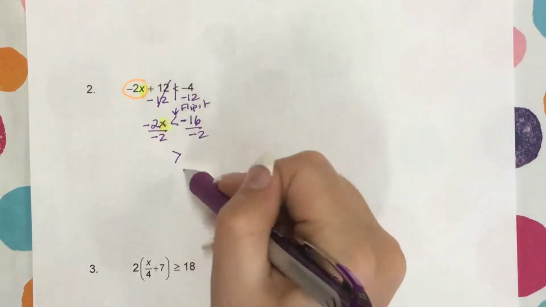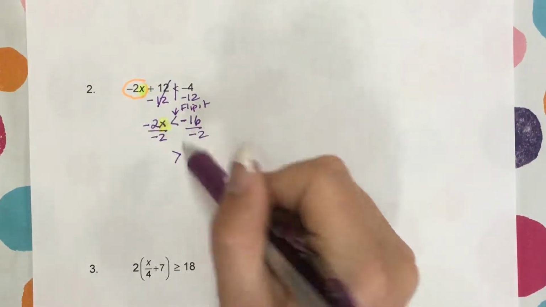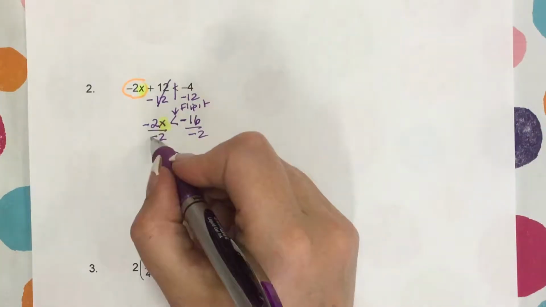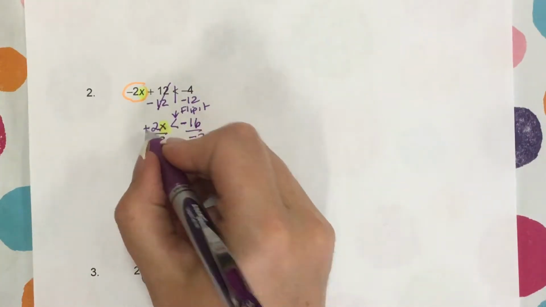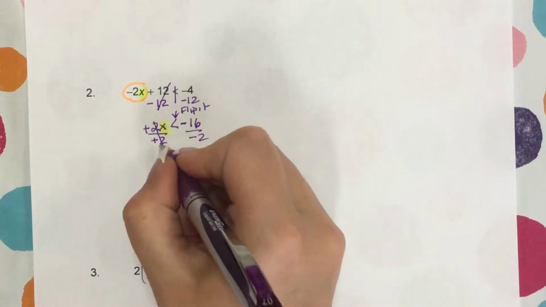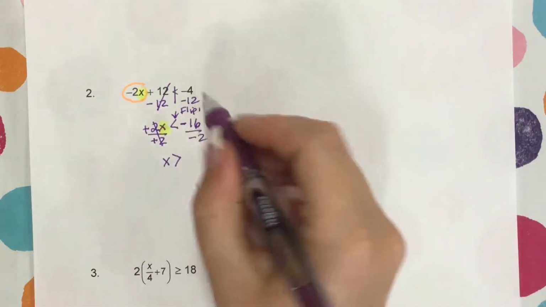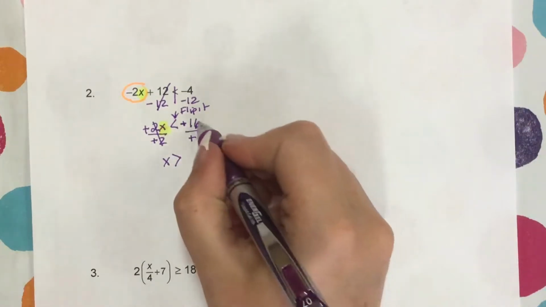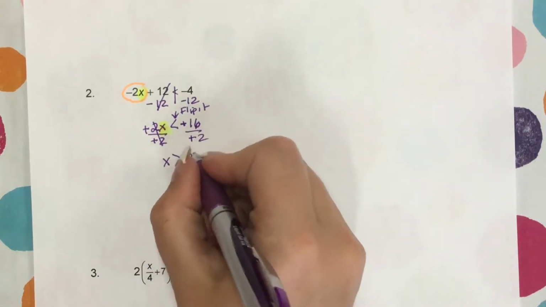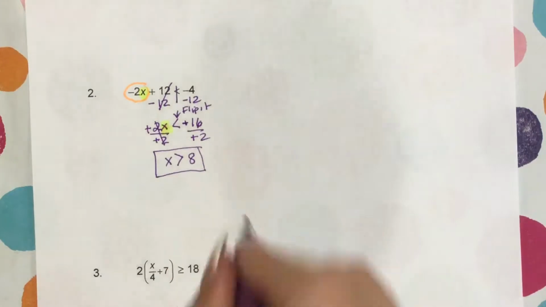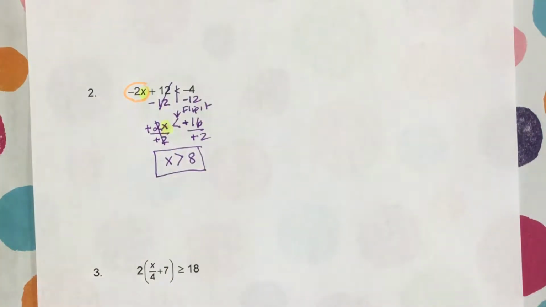Okay, cool. So let's go ahead and simplify now that we've flipped the sign. We have a negative divided by a negative, which is a positive. We have 2 divided by 2, which is 1. 1 times x is x. And then over here, we have a negative divided by a negative, which is a positive. And 16 divided by 2 is 8. So there's our answer right there. x is greater than 8. If you got that right, woohoo, good job.